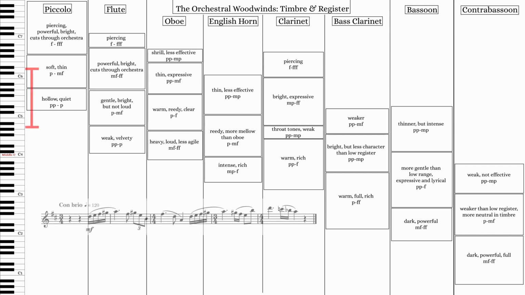For instance, let's look at this melody. You might recall it from a previous video on the flute section that I made. It has a melodic range from A4 to D6. Here's how it sounds in solo flute.